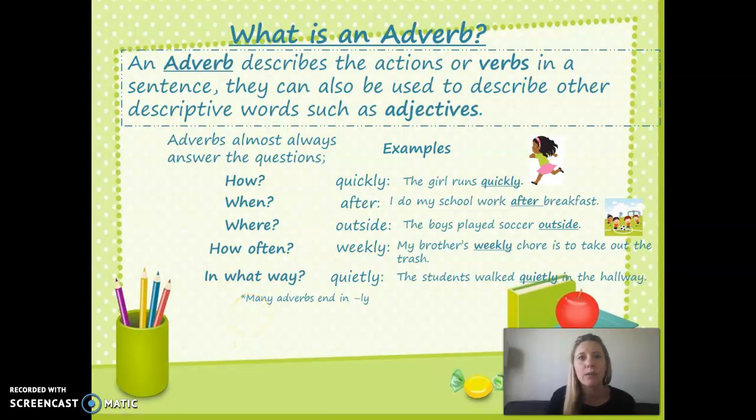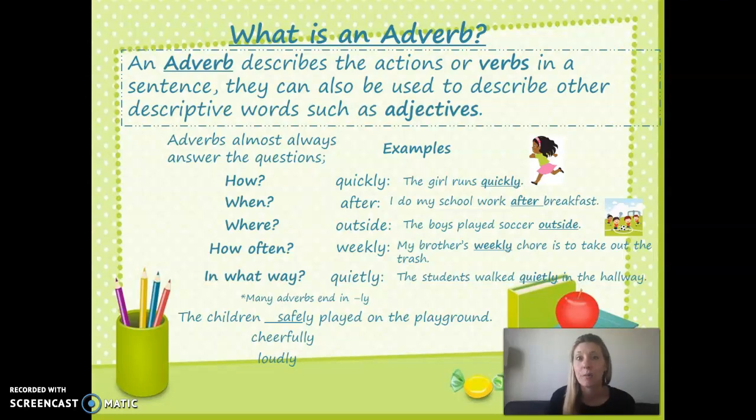Let's take a look and see if you can think of some adverbs to add to my sentence. The children blank played on the playground. I could ask myself, how did the children play on the playground? Can you think of any adverbs? Let's take a look at some. Safely. The children safely played on the playground. Cheerfully. The children cheerfully played on the playground. Loudly. The children loudly played on the playground.